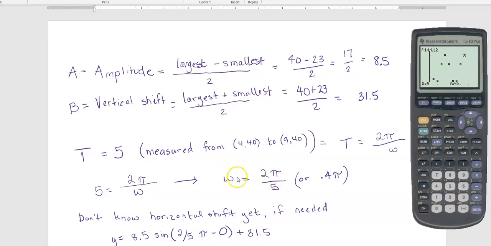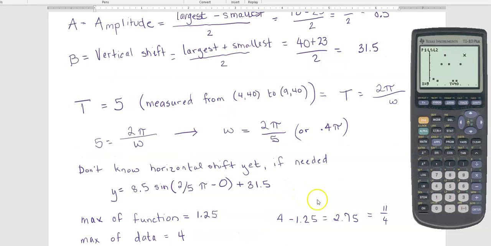When you plug it in, we don't know whether we need a horizontal shift yet or not. So we're going to plug this in. Okay, so we've got our 8.5 sine 2/5 pi, and then since we don't know the horizontal shift, I'm going to put a placeholder in there. I put a minus 0, and then my plus 31.5. So let me go in, I'll show you that I did that.